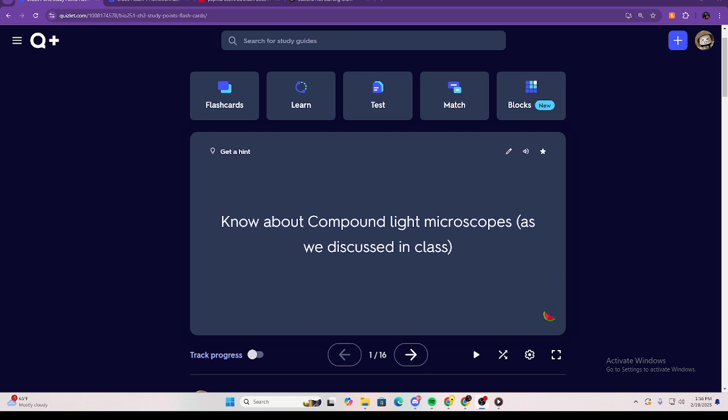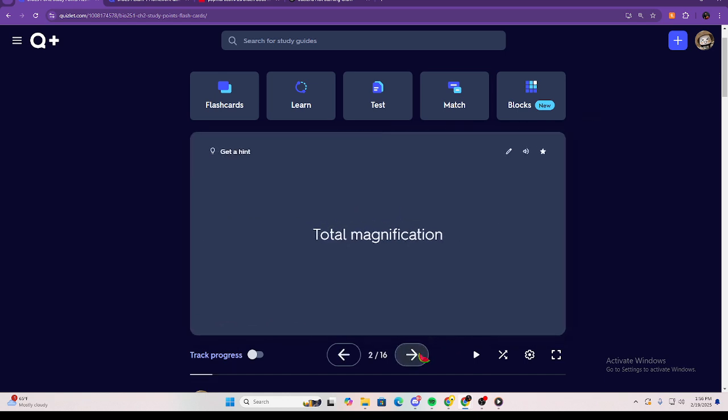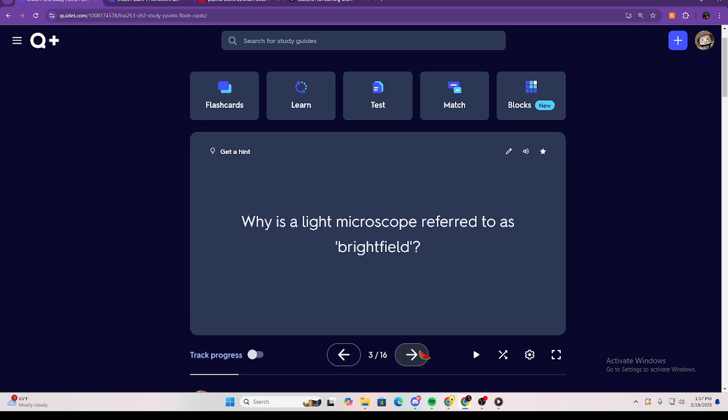What we need to know about compound light microscopes is that it was invented by Hooke and has a magnification up to 1000x. Total magnification is calculated by lens times objective. For example, if we're using a 10x lens and a 100x objective, you multiply that together and you get a total of 1000x magnification. A question will come up on that on the exam.